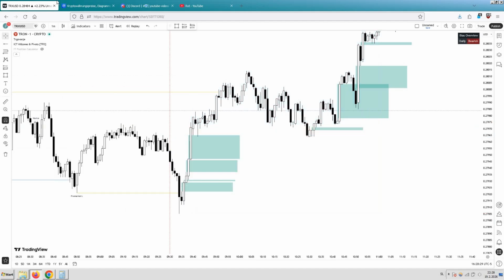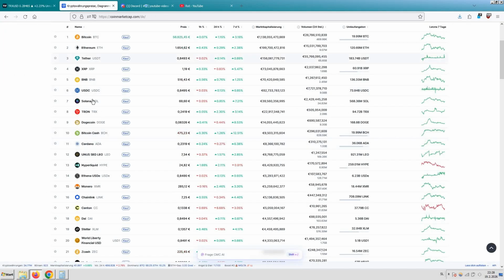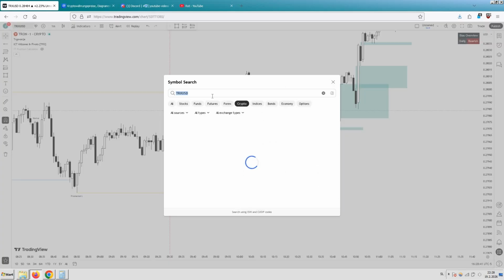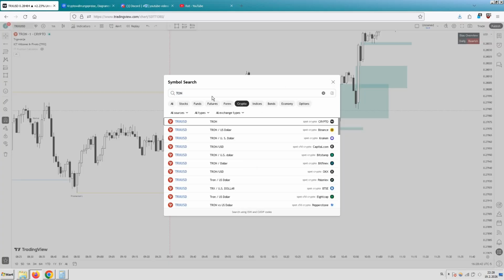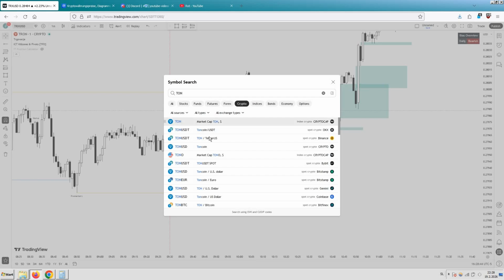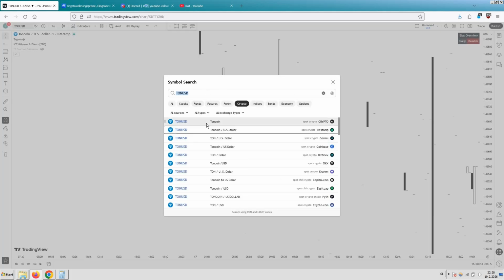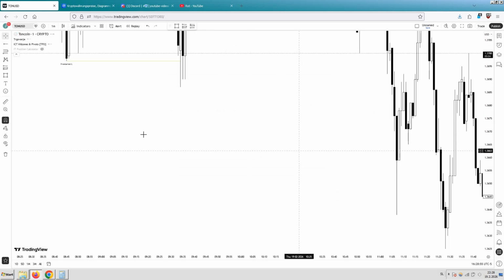Good. So now let's choose the second coin. I want something random. I'm gonna take Tone coin, okay? I'm gonna take Tone coin and let's see what would happen. Tone coin. What an ugly price action, what ugly candles. Okay, that's better.